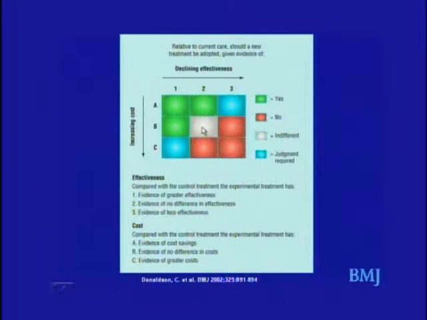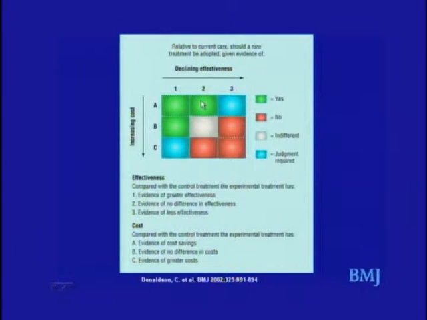So if you have a diagnostic test that is more accurate and actually costs less to run than your old one, you're up here in cell 1A. That is nirvana. You get a better test at less cost. That's a perfect outcome. And that's green if the colors show up, meaning, yes, change. Go ahead and do that test.